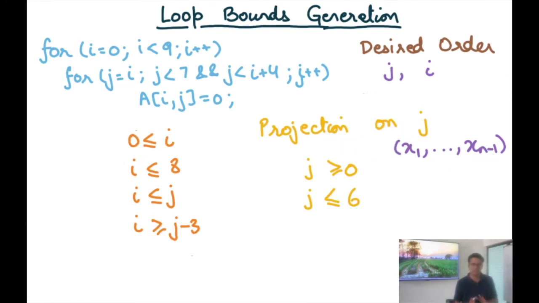Okay, and now once we have done this, we project on J, we do a projection on x1 dot dot xn minus 1, which in this particular example is just a single variable J, and we get J is greater than or equal to 0 and J is less than or equal to 6. This is similar to what we had done in a previous module.